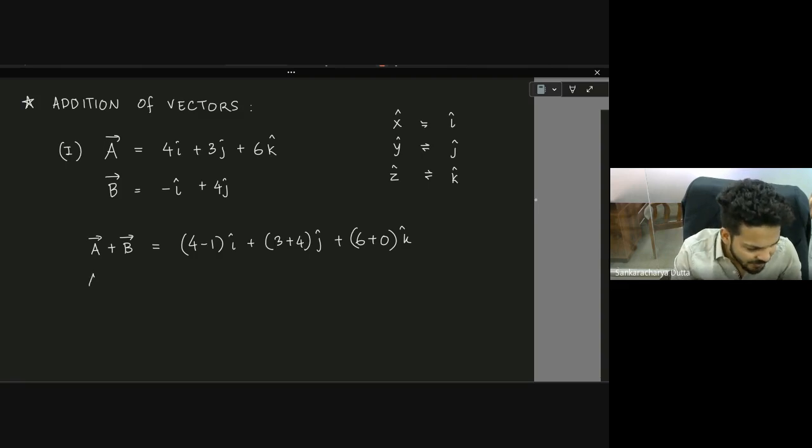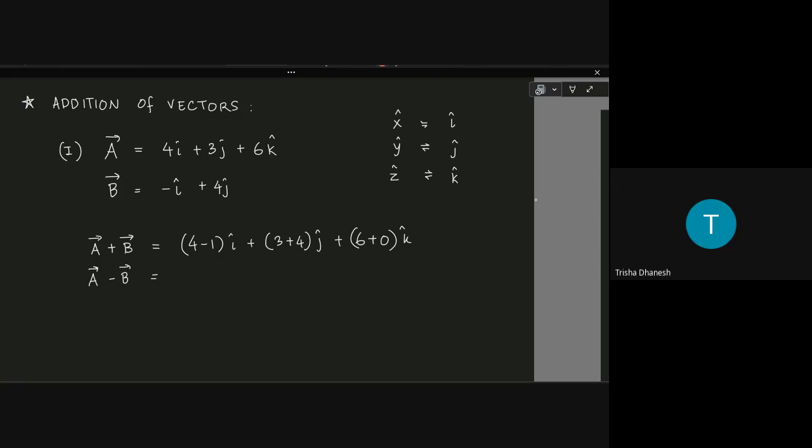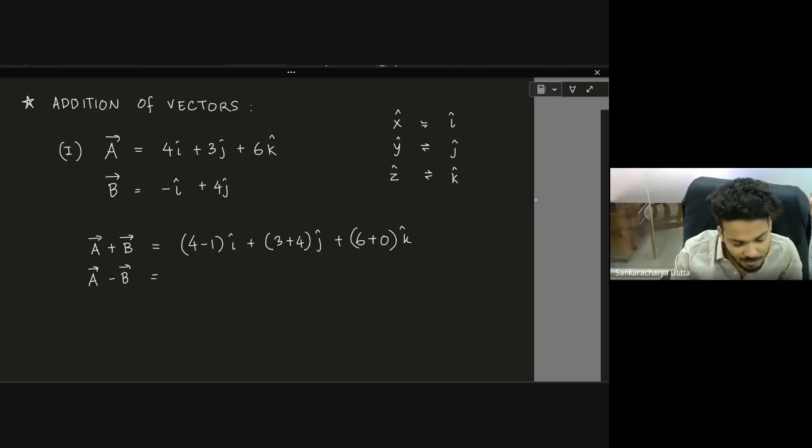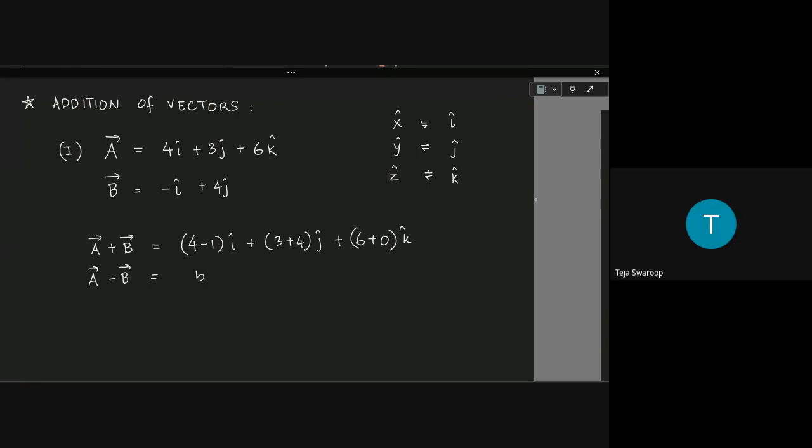Okay. What about a vector minus b vector, guys? We follow the same rule. Can you give me the answer to this? So 5i cap plus minus 1 j cap, minus j cap, and plus 6 k cap.